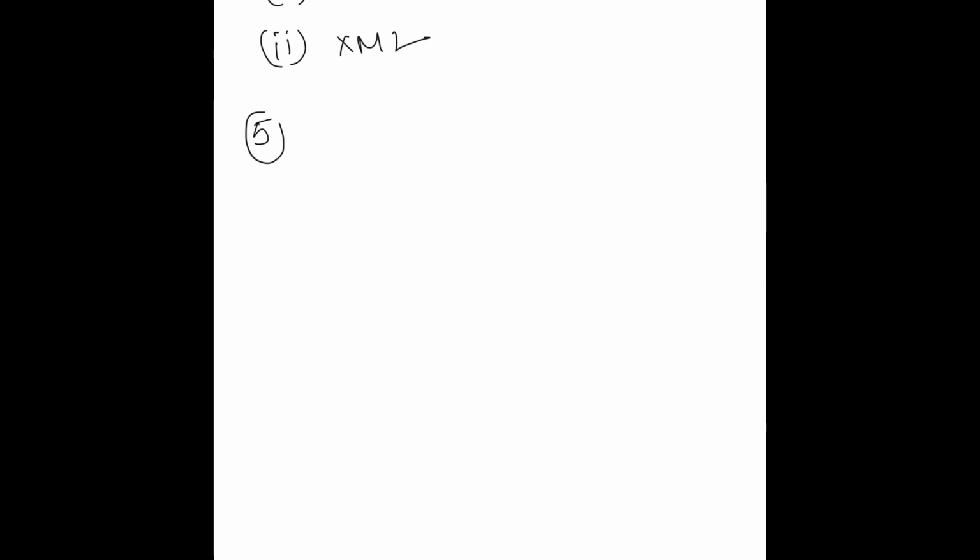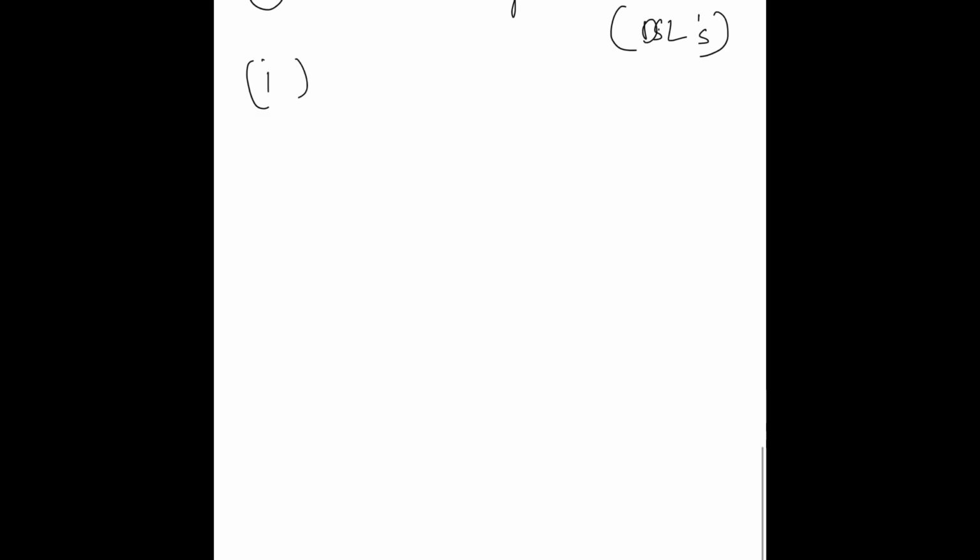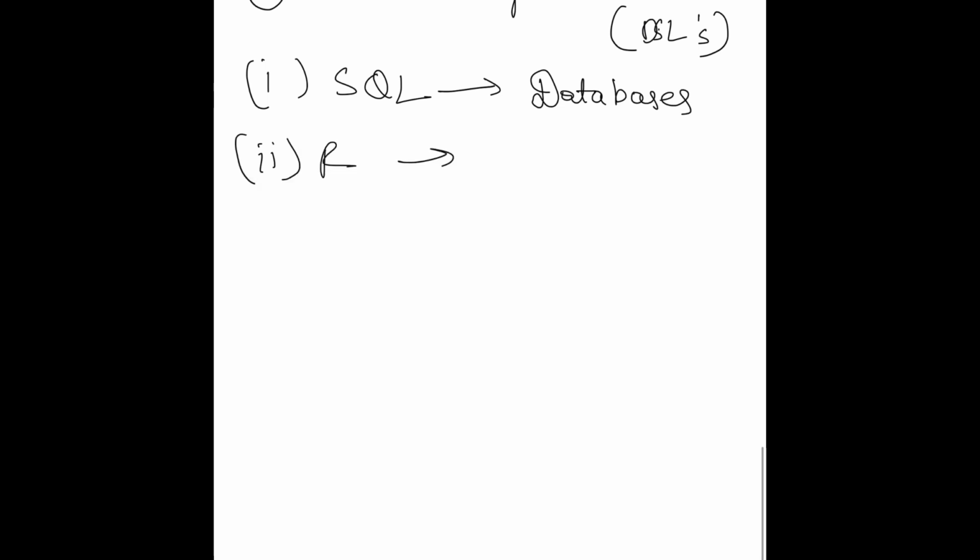The fifth is domain specific languages, DSLs. An example is SQL, mainly used for databases. And the second is R, used for statistical analysis and data visualization.